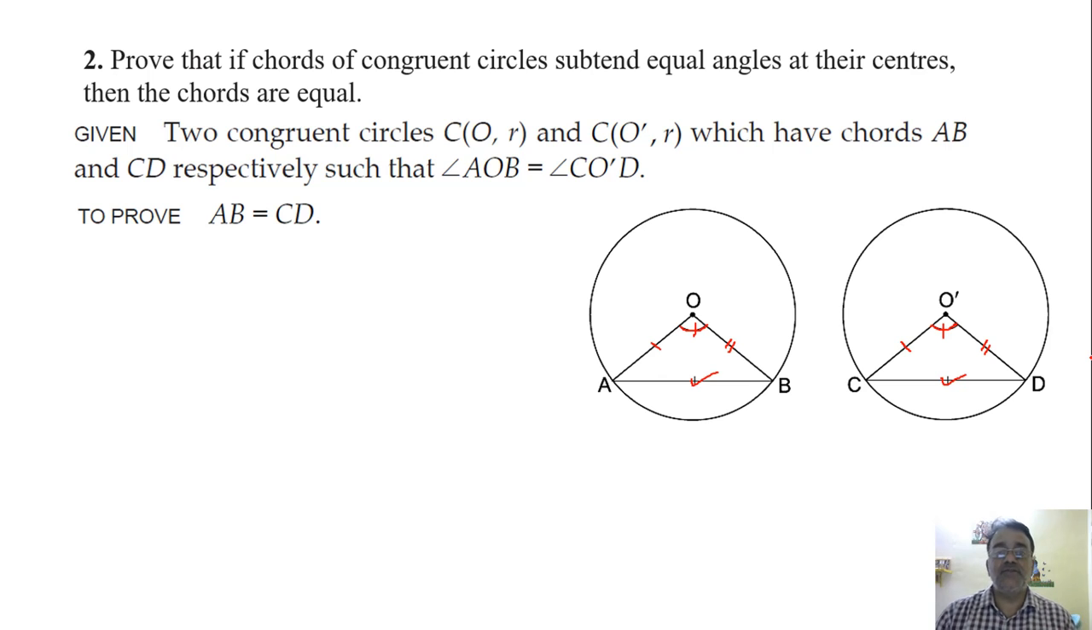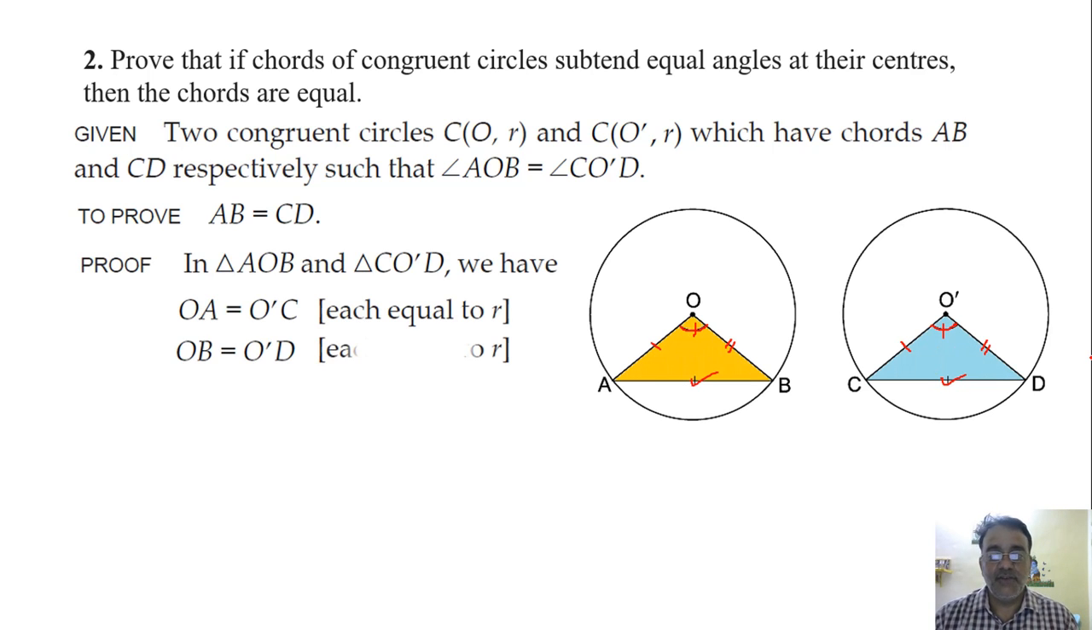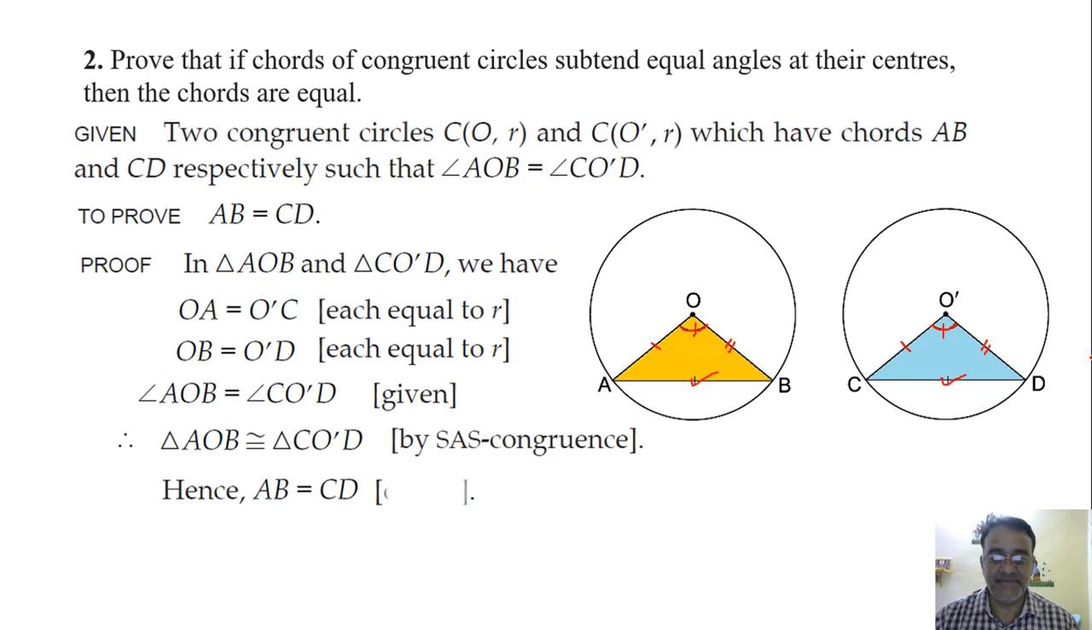Okay, so these two triangles are congruent by which criteria? SAS criteria. Yes, very good. यहाँ पे SAS होगा. Okay, so that will imply AB is equals to CD. Why? CPCT. Right. So this is question number 2 of second exercise.